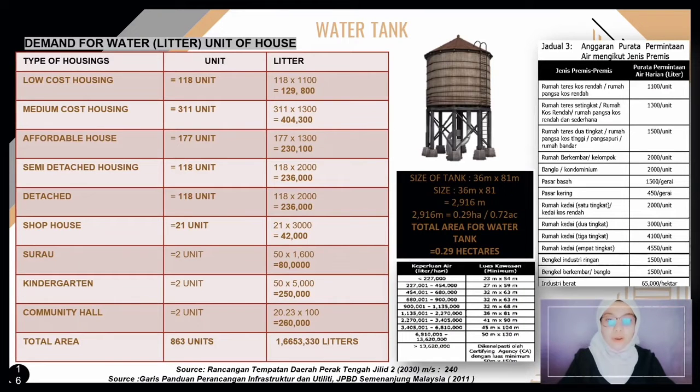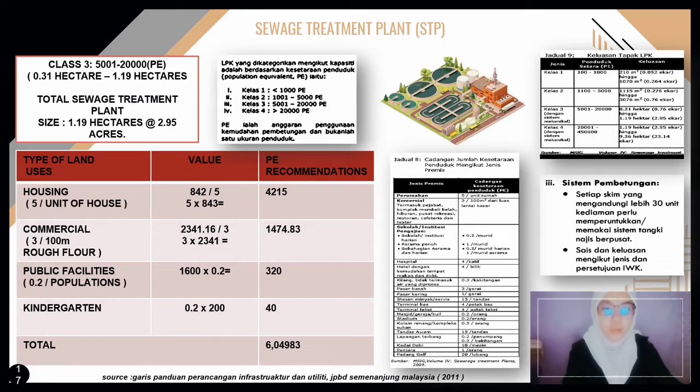Water plant. Demand for water in liters per unit of house. We have the types of housing: low cost housing, medium cost housing, affordable housing, semi-detached housing, detached house, shop house, surau, kindergarten, community hall, and total area. The total housing is 863 units, and the demand in liters is as we can see in the table, and the size of the tank is 2,960 meters. The total area for the water tank is 0.29 hectare. Sewage treatment plant, STP.